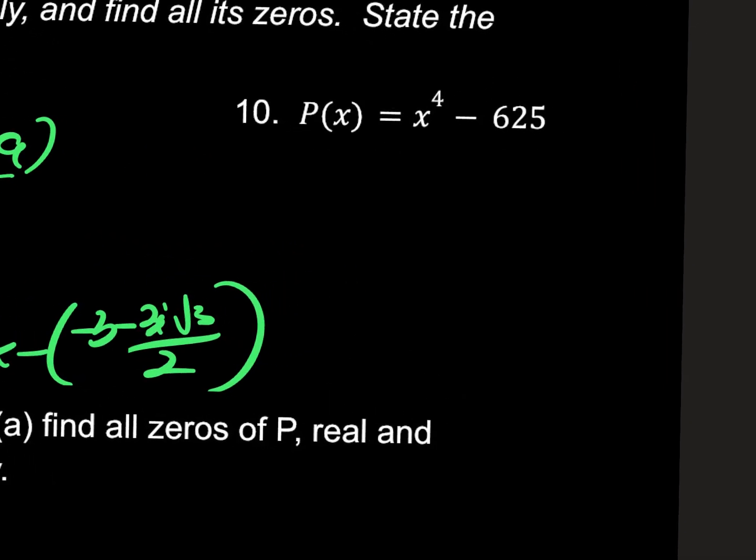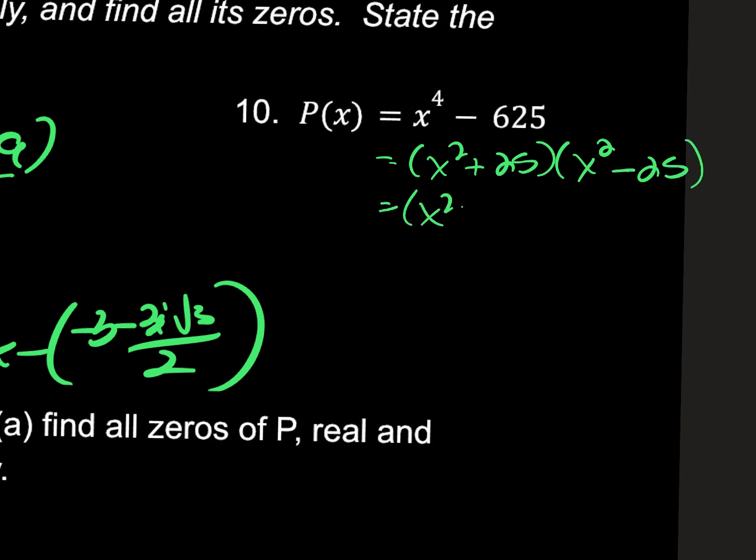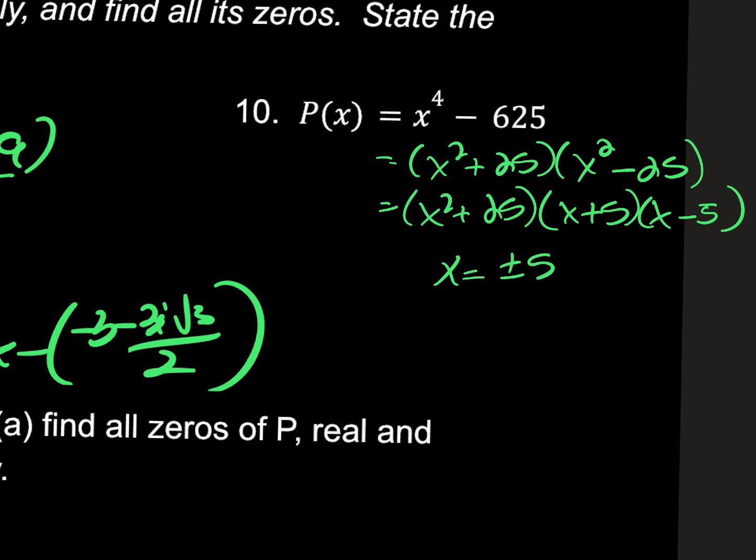Number 10, difference of squares here. This one is probably going to work out a tad bit easier. If I factor that, 625 has a square root, and it's 25. So I get x squared plus 25, x squared minus 25 when I do difference of squares. The beauty of that is the second one, x squared minus 25, is also a difference of squares. So I can keep breaking that down, x plus 5, x minus 5, which means 2 of my zeros are positive and negative 5.